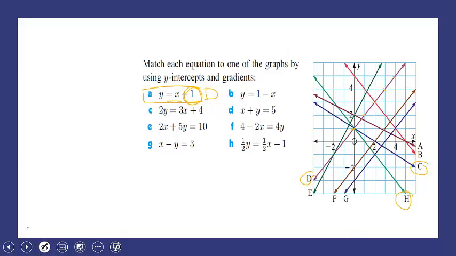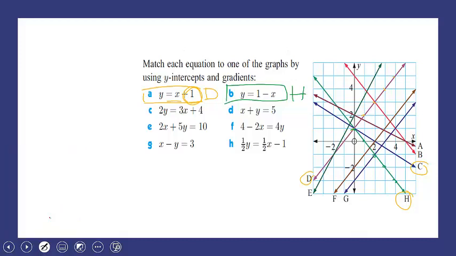Let's look at C. Now let's do B. So for B, we're going to do B in green. B says y equals 1 minus x. So for B, I am looking at the same C value, which is positive 1. And my M value is going to be 1 down, 1 to the right. So let's go 1 down, 1 to the right. So I can see that it is H, the green line.